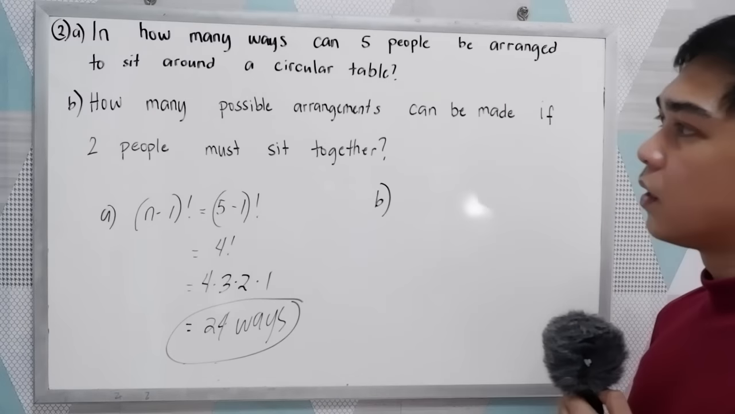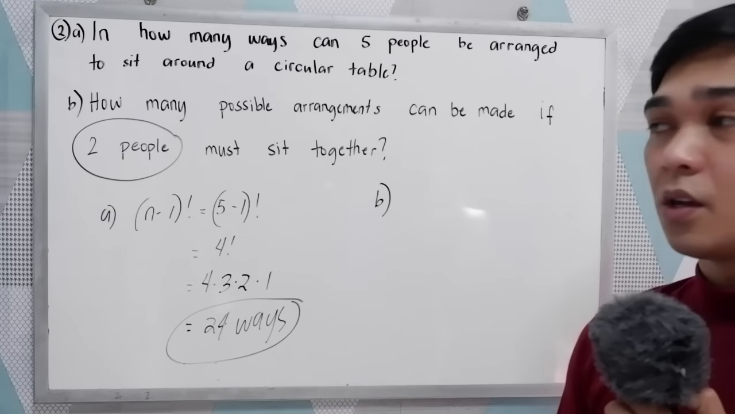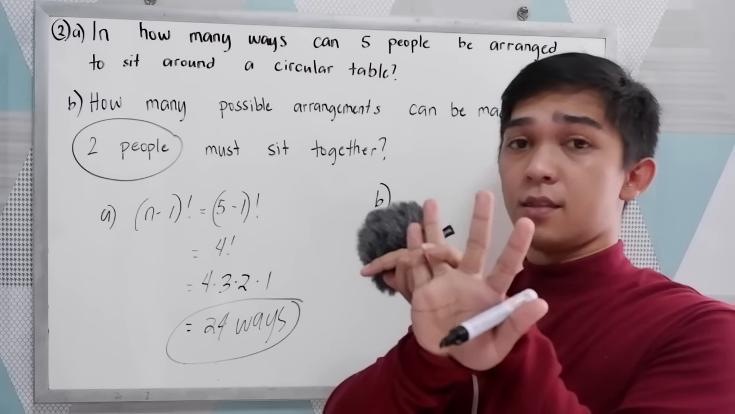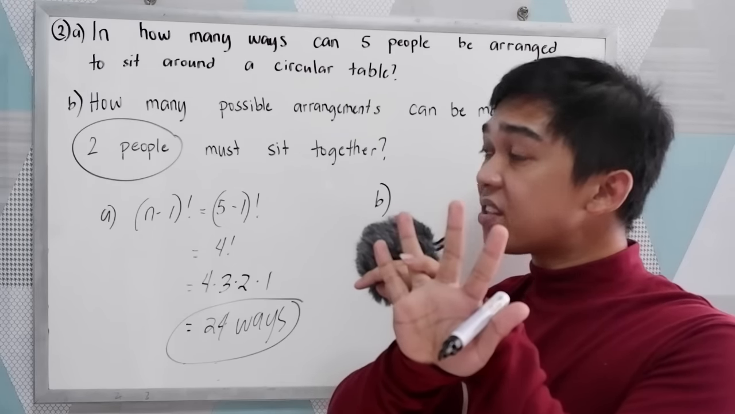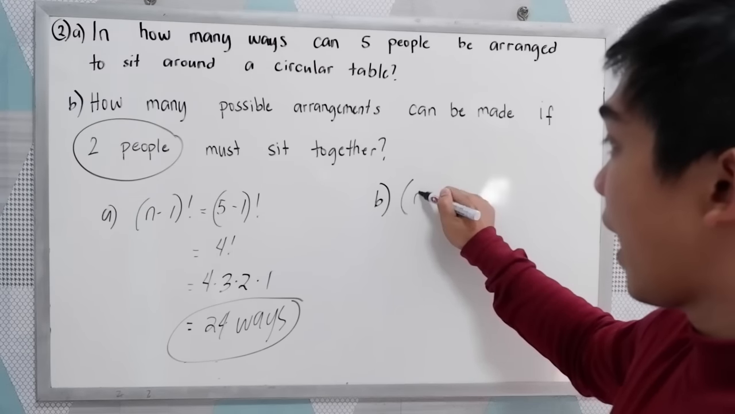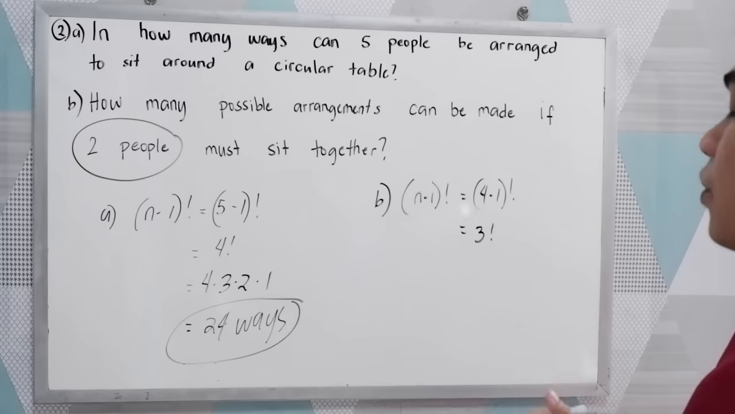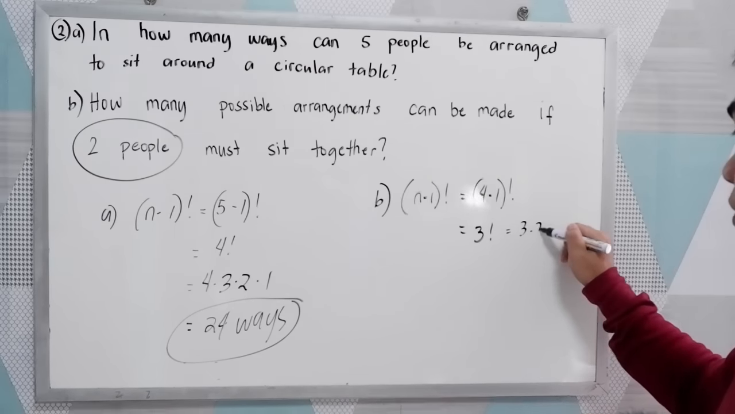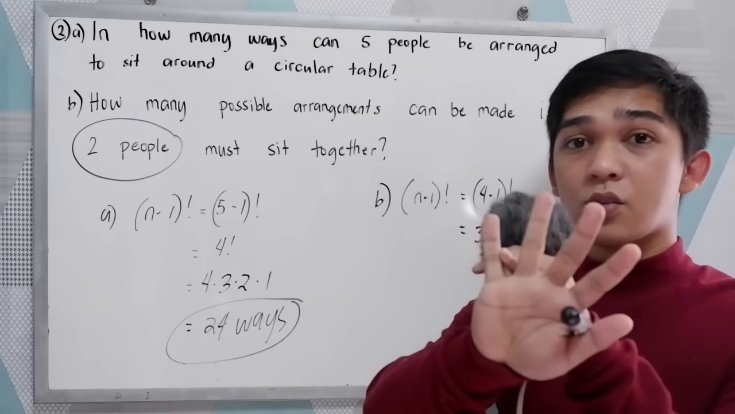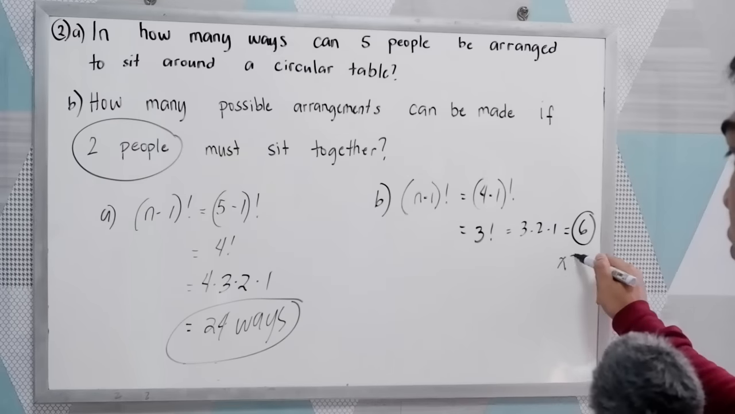Letter B. How many possible arrangements can be made if 2 people must sit together? So we have another condition here: 2 people must sit together. The 2 people we can count as 1, so what we are going to arrange in a circular manner is just 4 individuals. So we have n minus 1 factorial, 4 minus 1 factorial. So we have 3 factorial, which is 3 times 2 times 1, that is 6. But those 2 people we count as 1, so we can interchange them. So we need to multiply this by 2, so 6 times 2 is 12.